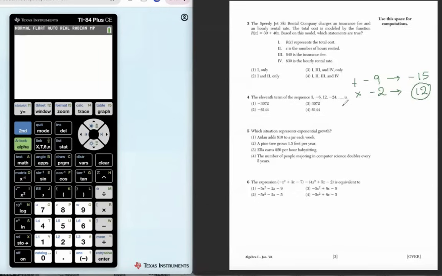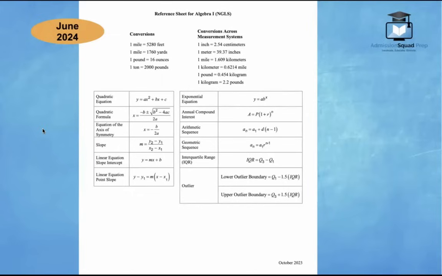Now that we know that question number 4 is referring to a geometric sequence, we need to graph the formula. Recall that the reference sheet is changing for the new Algebra 1 Regents. And so this is the new reference sheet that you're going to use this coming June. Now, let's take a look at the geometric sequence formula. It is right here. It is a sub n equals a sub 1 times r to the n minus 1. That's what we're going to use to solve this problem.